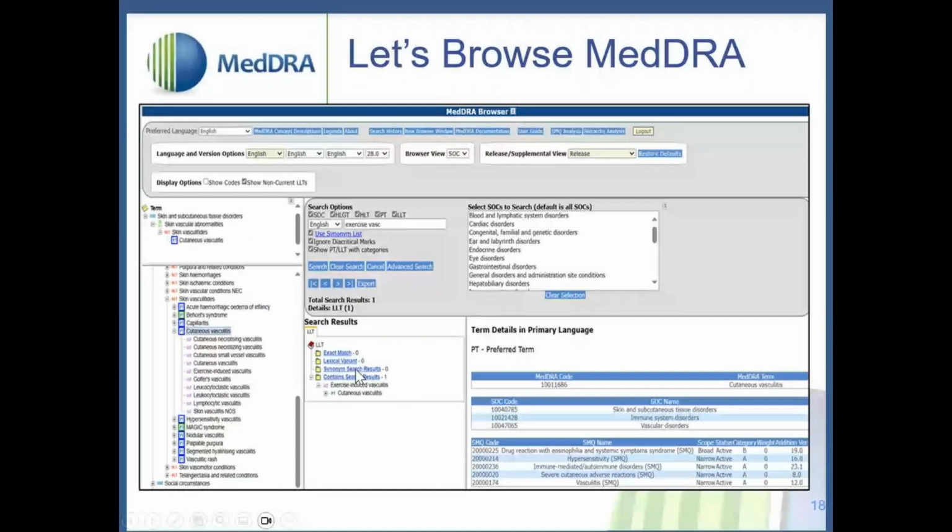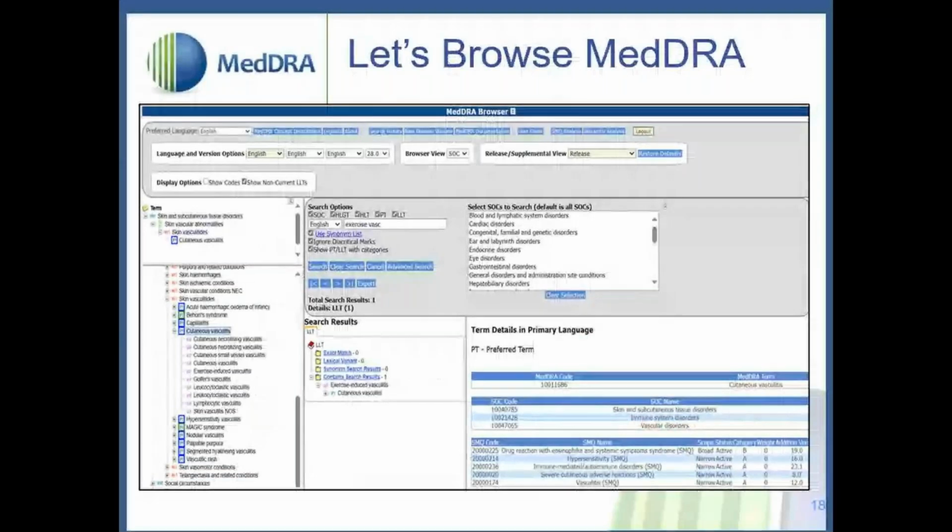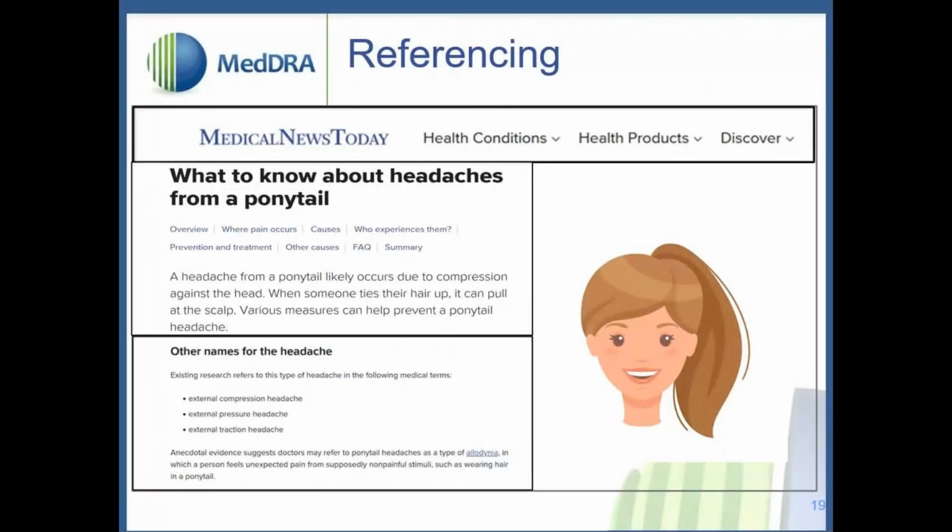Okay, and I'm going to see what exactly a ponytail headache is. I mean, is that something that comes up? So in my reference, on the previous slide, I want to know, is there a headache that can be caused by tying your hair in a ponytail? It's a long shot, but let me just look it up.